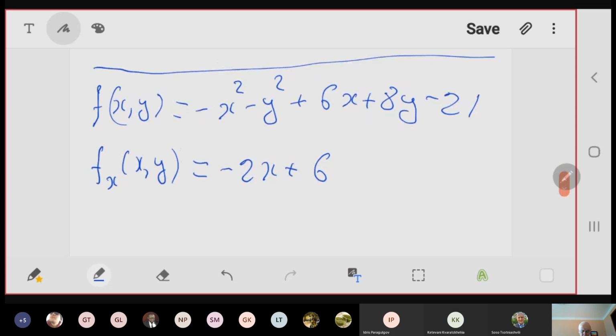Okay, now let's equate it to 0. And from here, x equals 3.